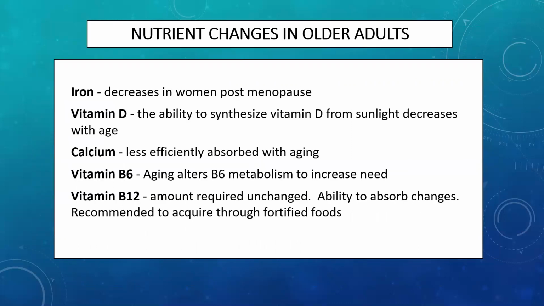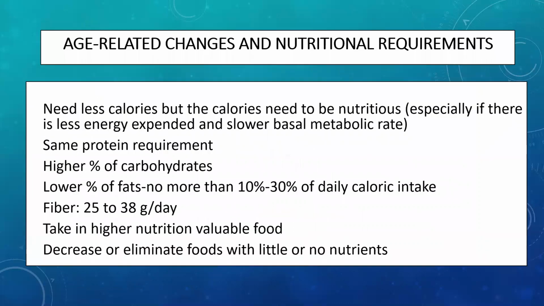Changes in older adults as far as nutrients. So in women, postmenopause, our iron levels decrease. The ability to synthesize vitamin D decreases as we get older. We less efficiently absorb calcium as we age. We actually have a greater need for B6 as we get older. And B12 is unchanged. The amount is unchanged. The ability to absorb is what changes. So although we can acquire it through fortified foods, that is tough. But anytime we can do that, it's much better.